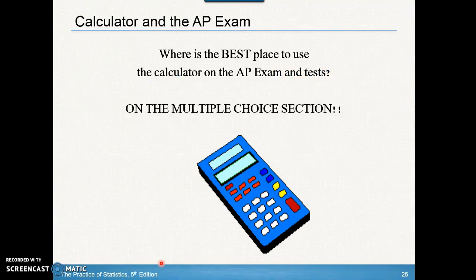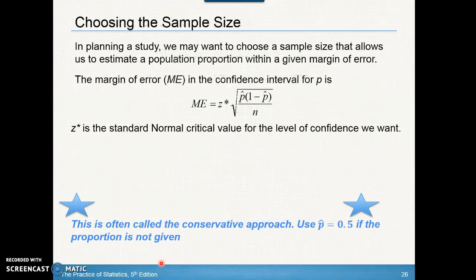Where's the best place to use the calculator on the AP exam? Definitely on the multiple choice section. Honestly, all that work that we showed in the previous slides, for the multiple choice section you're not going to have to show any of that work. So go for it. Get used to using the calculator so when they ask you a confidence interval question, boom, you plug it in and you're done, and it saves you a lot of time.